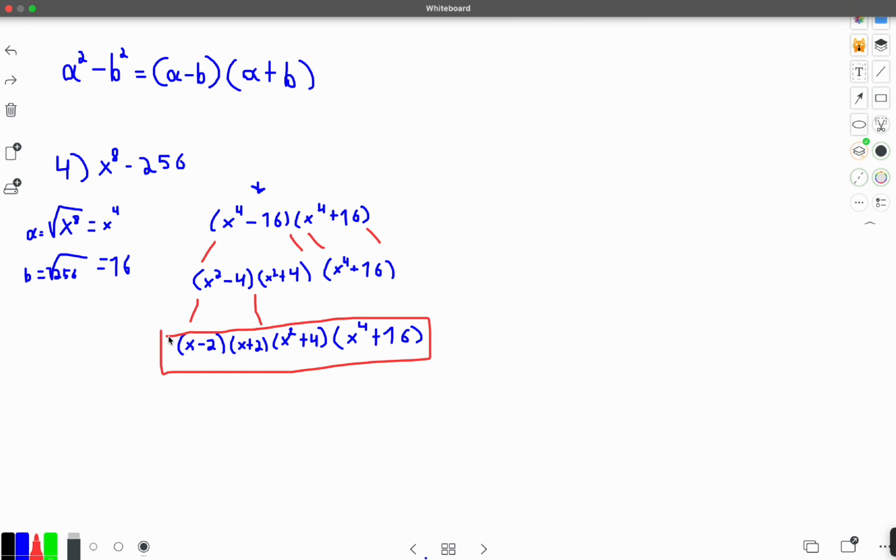In the next video, we're going to go over how to factor using the difference of two cubes and the sum of two cubes.